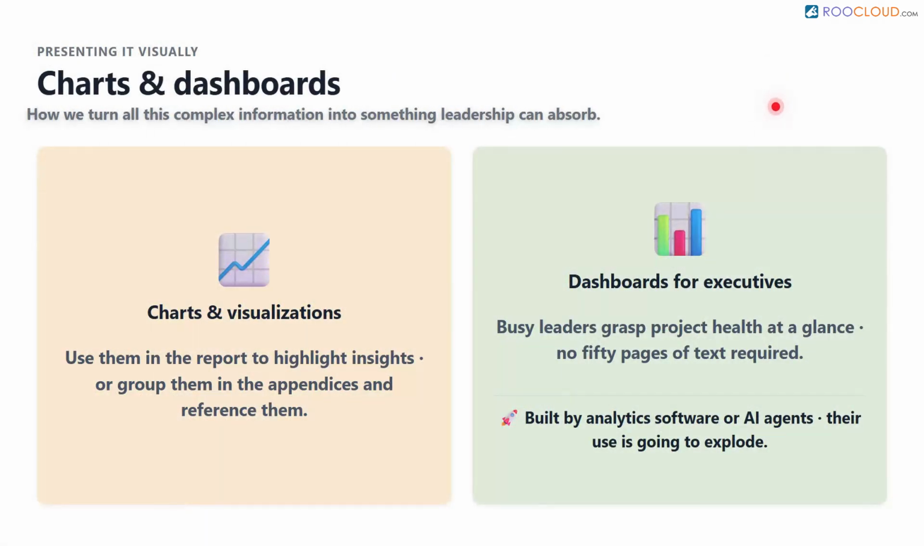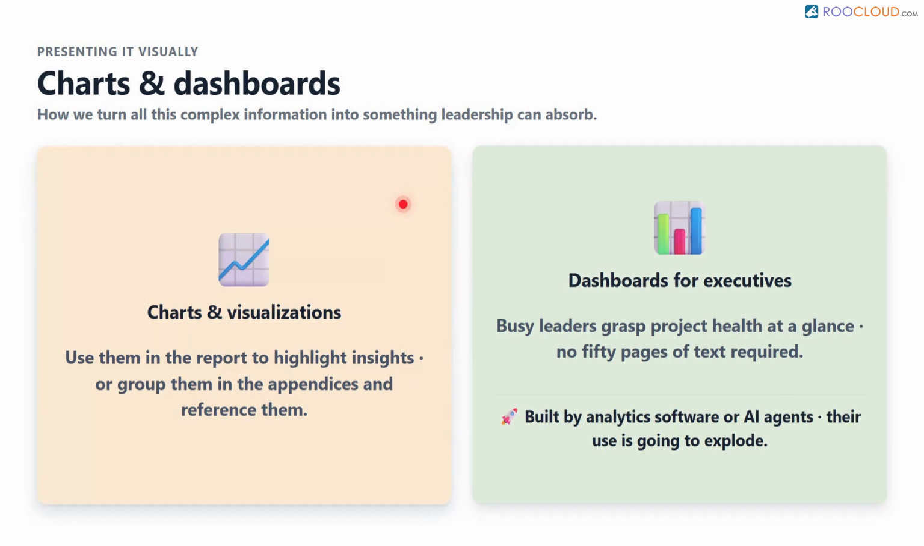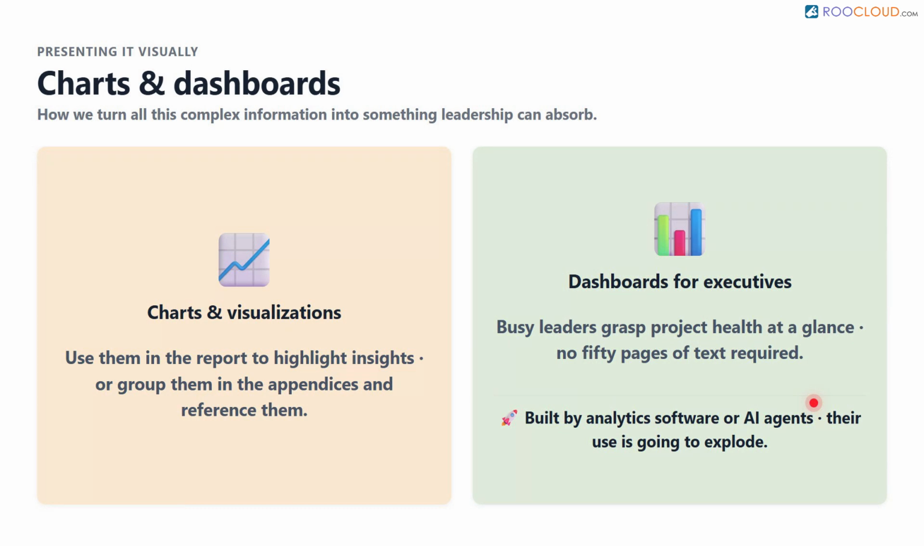Finally, let us discuss how we present all this complex information visually. Charts and visualizations are critical tools. They should be used directly in the report to highlight major insights, or grouped in the appendices and referenced in the main text. Dashboards are particularly vital for audit stakeholders and board members. Executives are busy, and they often rely on visual dashboards to instantly grasp the health of an artificial intelligence project without reading 50 pages of text. Whether these dashboards are generated by traditional data analytics software or by autonomous artificial intelligence agents, their use is going to explode across all areas of the audit profession.